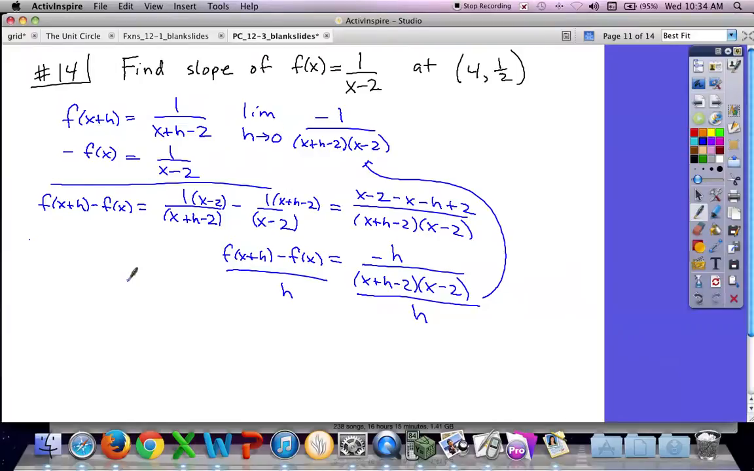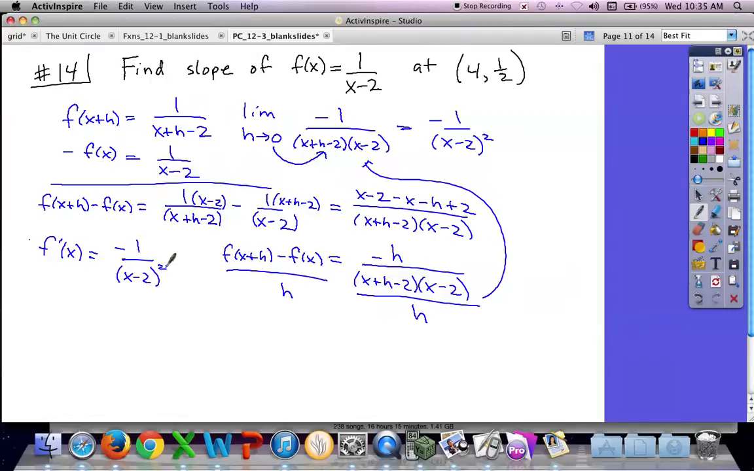What will happen if we plug in direct substitution, h equals 0? No. x minus 2 times x minus 2, so it's x minus 2 squared. So when you do the direct substitution here, right, you get negative 1 over x minus 2 squared. Okay, so that is our derivative, right? f prime of x equals negative 1 over x minus 2 squared.